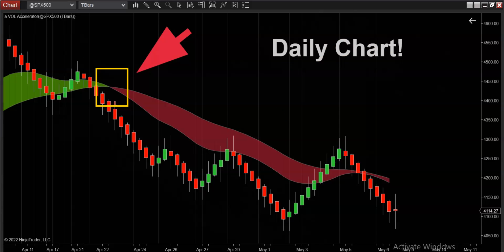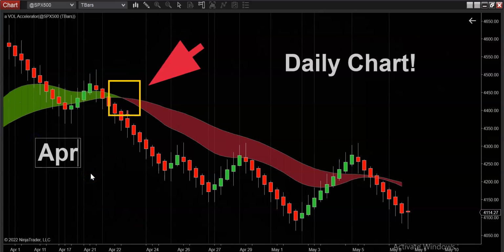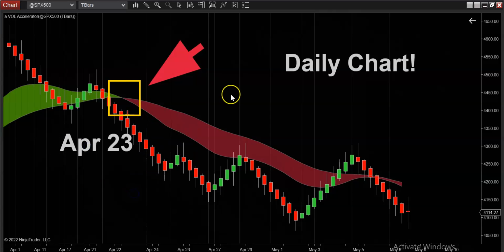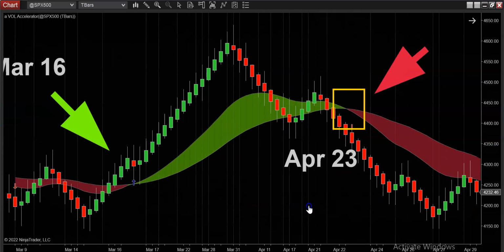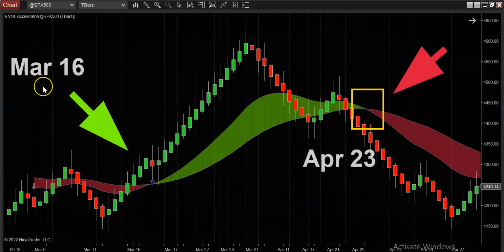Just to prove this is a daily chart, look at the x-axis here on the bottom. This is not an intraday chart. This volume indicator, or what I call the swing trading indicator now, turned red, indicating a trend change, on April 23rd. In fact, let's also see when it turned green. It turned green on March 16th.